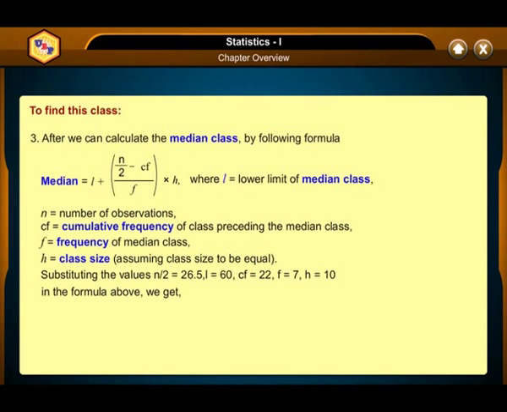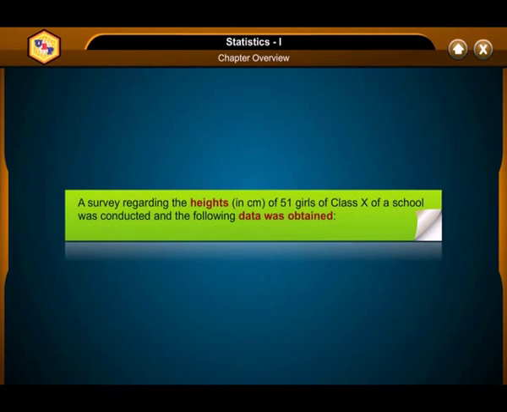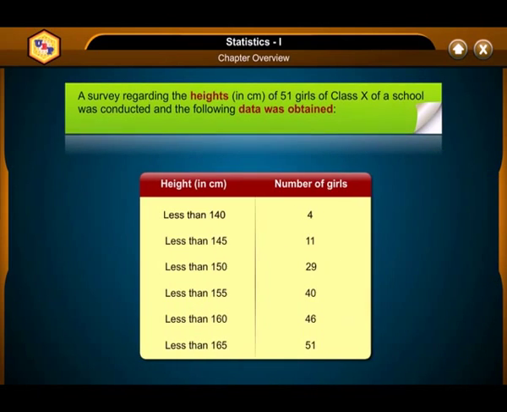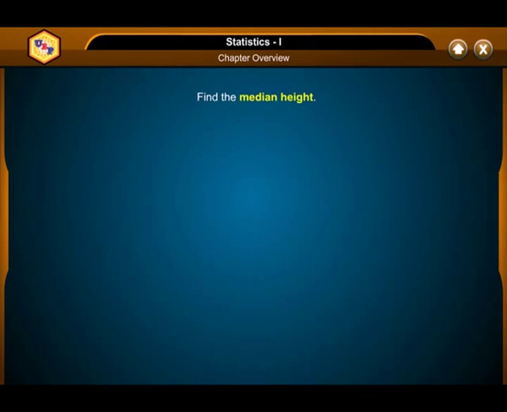In the above formula, we get the median. A survey regarding the heights in centimeters of 51 girls of class 10 of a school was conducted and the following data was obtained. Height in centimeters, number of girls. Less than 140, 4. Less than 145, 11. Less than 150, 29. Less than 155, 40. Less than 160, 46. Less than 165, 51. Find the median height.